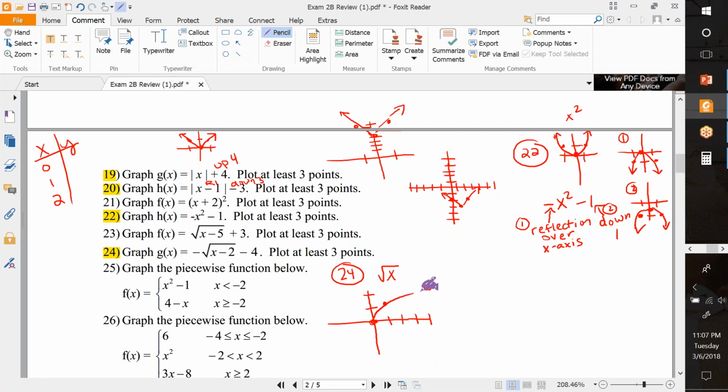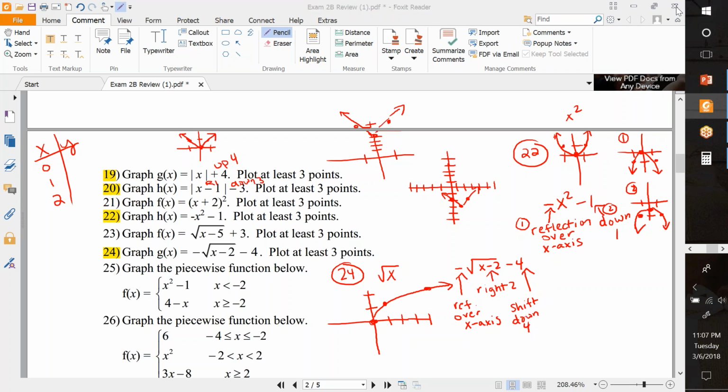So remember, that's our parent graph. That's the original square root of x. When you do negative square root of x minus 2 minus 4, this has 3 different transformations. The inside part you do the opposite of. So instead of moving left, we're going to move right, because remember, that's a horizontal change. This is again a reflection over the x-axis, because it's a negative in front of my function. And then this one is a shift down 4.